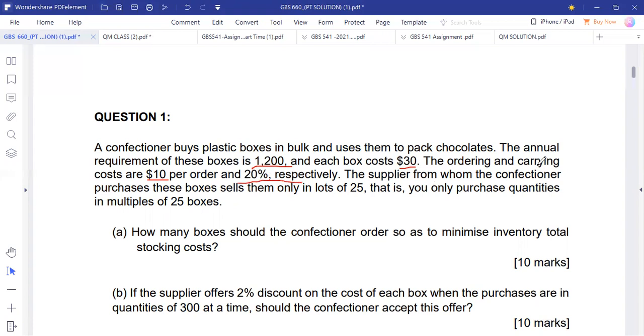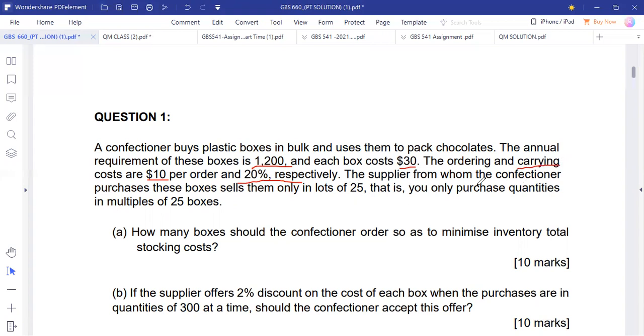And I have to make mention here that the carrying cost is always a percentage of the acquisition cost. That is the carrying cost. It's also called the holding cost. Carrying cost is also called the holding cost.